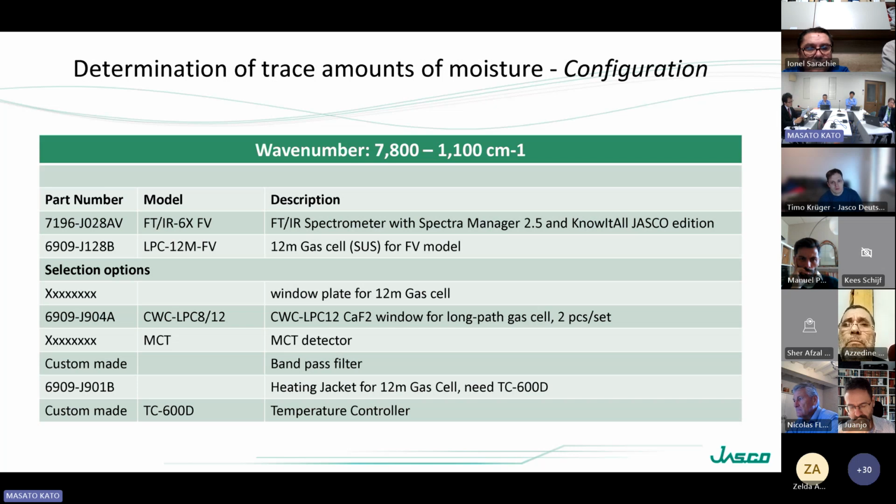So, gas measurement configurations. The 12-meter gas cell requires a window plate to be selected at the time of purchase. The material of the window plate should be changed depending on which peaks of the gas are to be used for quantification and whether water vapor is removed from the measurement gas. MCT or bandpass filter may also be required depending on required quantitation accuracy and the peaks to be quantified. A heated jacket is necessary to prevent error due to gas absorption into the cell or temperature changes. Gas temperature and pressure can also be monitored to correct the quantitation curve.